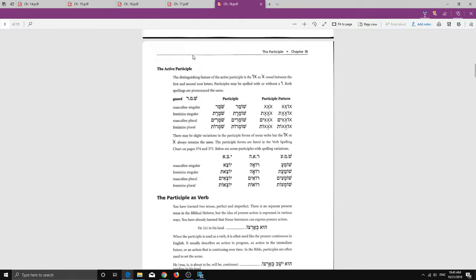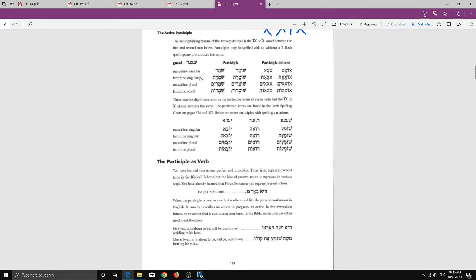So first, we are going to just talk about the active participle. The distinguishing feature of an active participle in Hebrew is this O class sound, either a holem vav or just a holem, between the first and second root letters. Okay? So if we have 3 root letters, right here we might have this holem, or even a holem vav. And that is what signifies that this is going to be a participle. So let's kind of look at some examples of this.